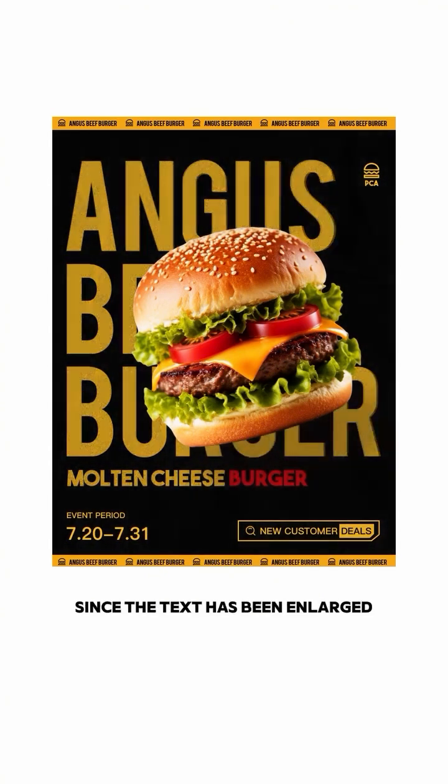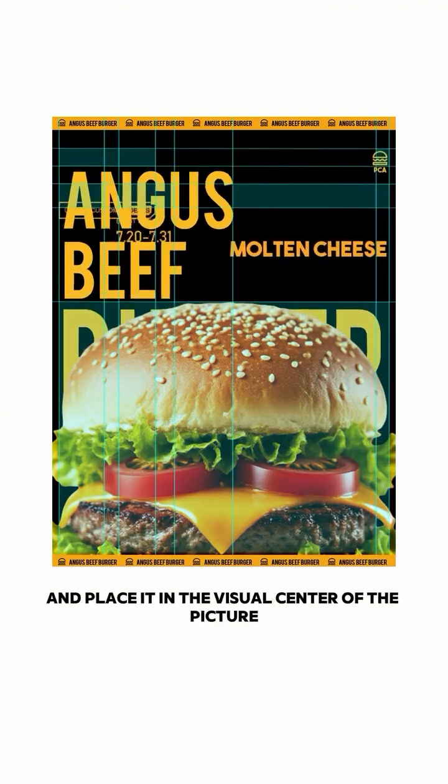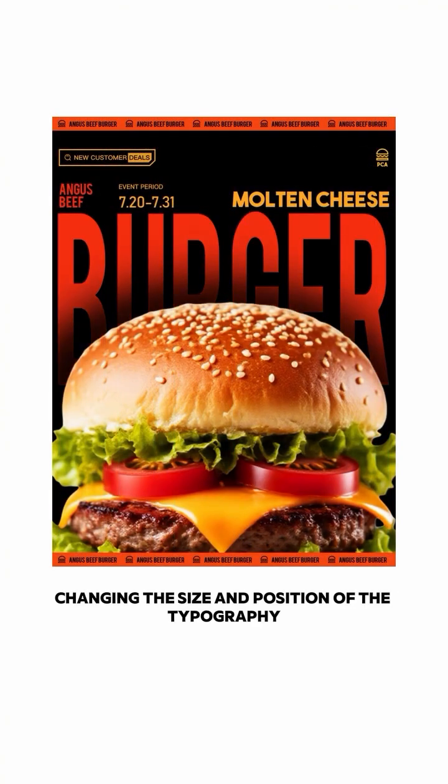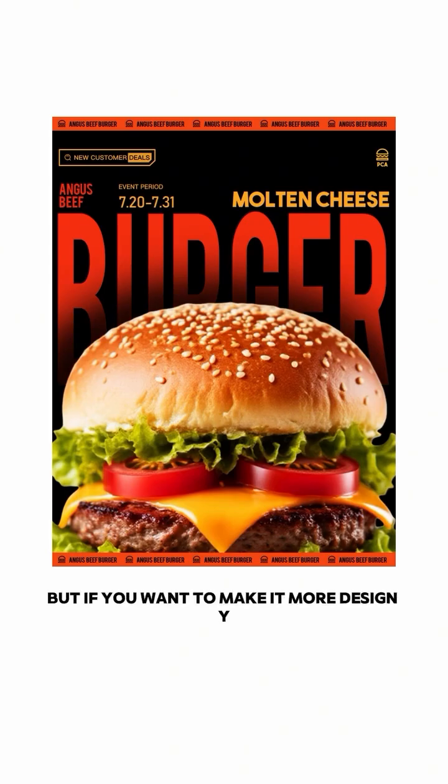Since the text has been enlarged, then you can also enlarge the hamburger and place it in the visual center of the picture. Changing the size and position of the typography, the visual information is more focused, and the picture will not be too rigid. But if you want to make it more designy, the conventional layout is still too ordinary.